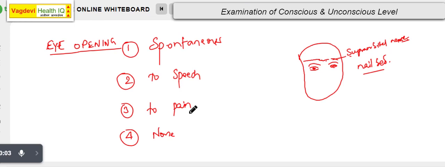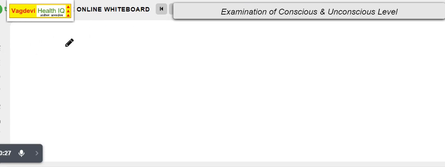If eye opening is to pain, then you could use these two places. Anybody, any problem? And then the last part is none. Even though you speak, keep shouting, or elicit pain through pressure on the supraorbital nerve of the patient, or even on the nail bed, nothing is going to change. Now next we have to see the next component.